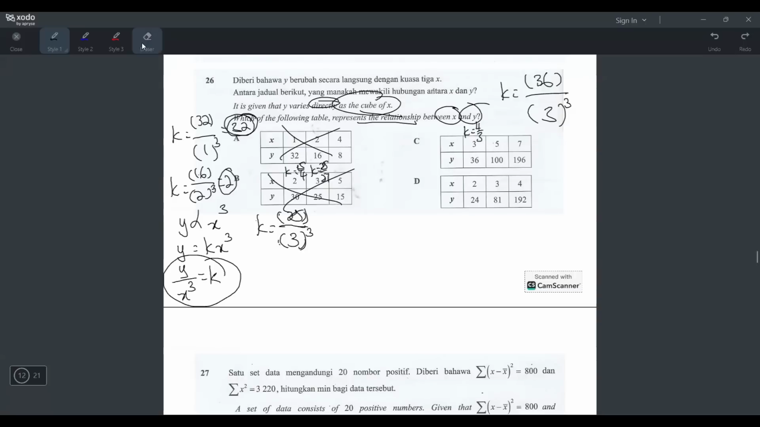Okay, what about the other one? The other one, you try one. You try and see whether you get the same or not. If you don't get the same, it means this answer is wrong already.